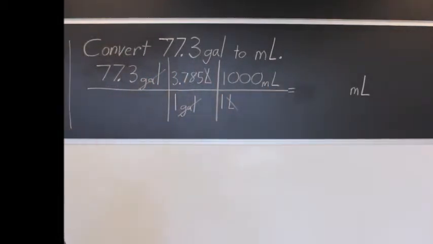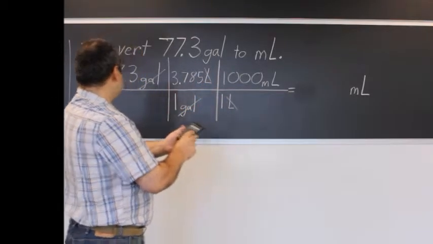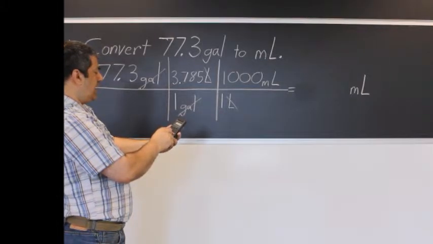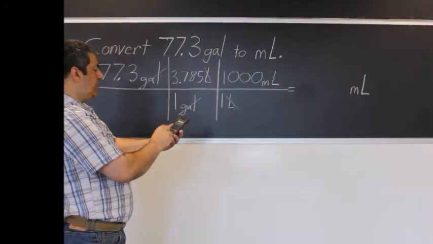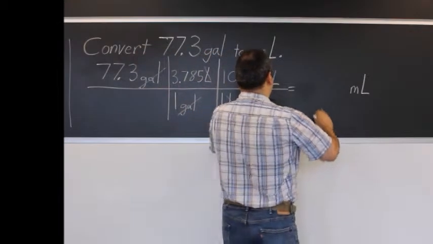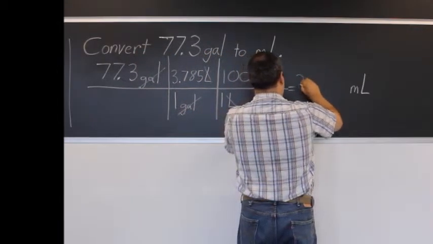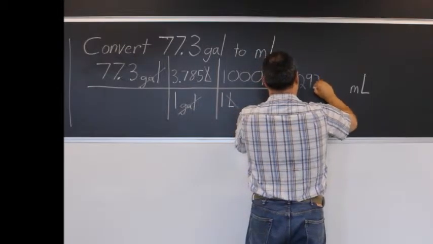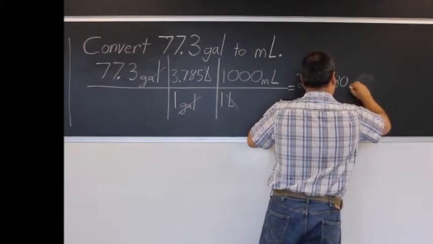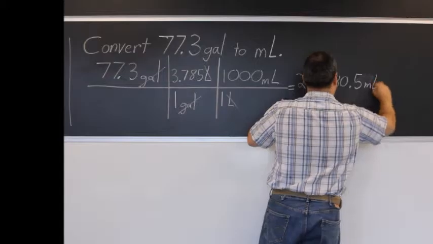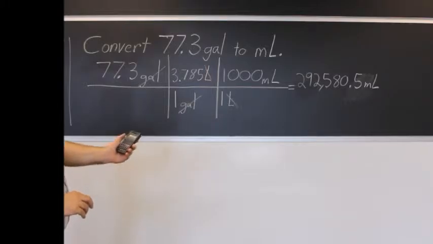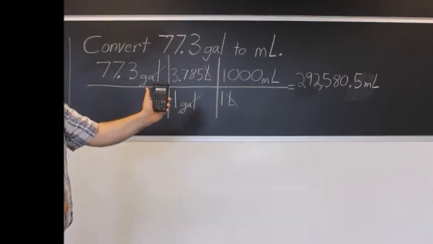So now at this point, you pick up your calculator and do the math. So 77.3 times 3.785 times 1,000 divided by 1 divided by 1. And this gives me a very large number. So 292,580.5 milliliters. That's what your calculator gives you.